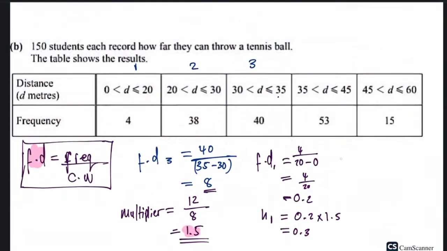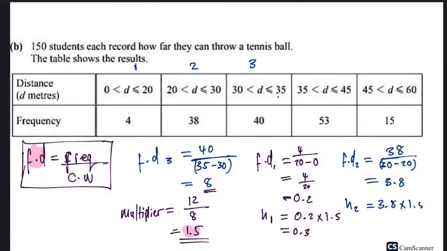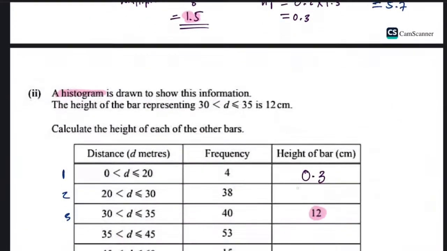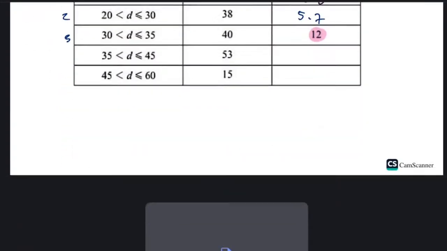Let's find frequency density for the second column. What is it going to be? What is the frequency? 38, divided by, what's the class width? 30 minus 20. And you get 3.8. Now you're going to say the height for the second one is going to be 3.8 times the multiplier which you just found, which is 1.5. What is 3.8 times 1.5? We get 5.7. So the solution for this one is 5.7. And guess what? We have 2 more to go.